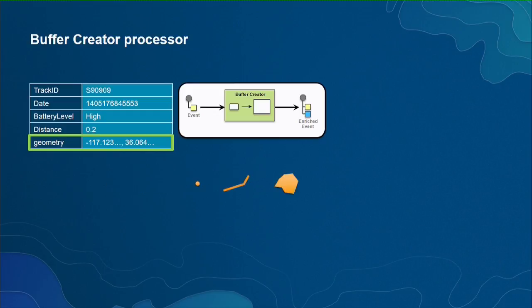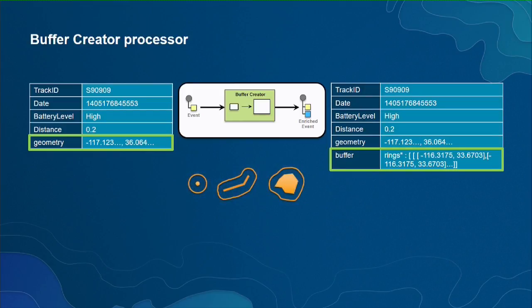So here I have a point or a polyline that is coming in on the left, and I create a buffer about it. And then that buffer, you see, has rings, so that would be a polygon geometry that was produced on the output. And in this case, I chose to enrich the event record by adding that as a second geometry rather than overwriting the original event record's point geometry.